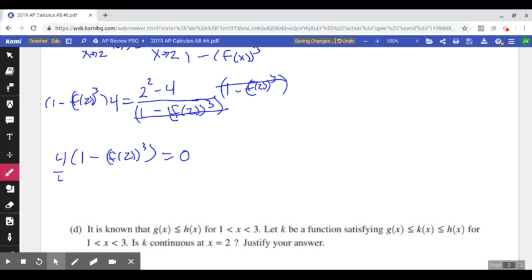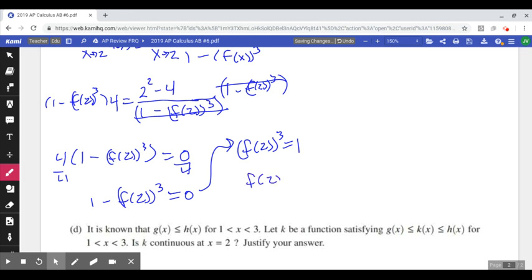And we can also now divide by 4, and we find 1 minus f at 2 to the third power has to be equal to 0. And if we subtract 1 and divide by -1, or add f of 2 to the third power to each side, we wind up with f at 2 to the third power being equal to 1. Taking the third root, or raising each side to the 1/3 power, we find f at 2 to be equal to 1. So there's where your second point is going to be earned.